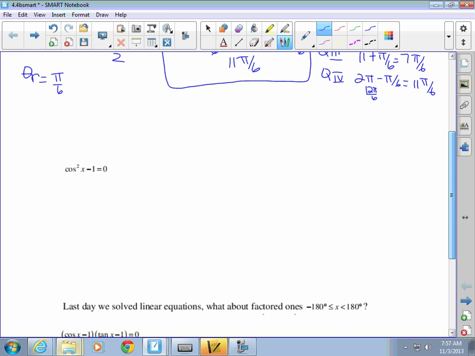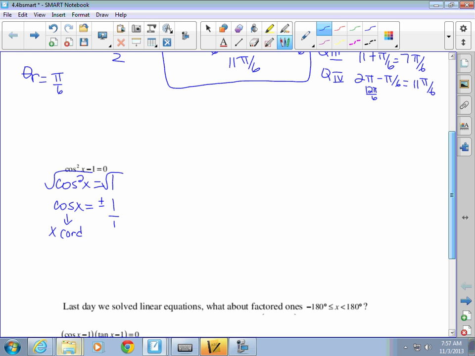Okay, example 2, I have cos squared x minus 1. So I'm going to move my 1 over, square root. So I have cos of x is equal to plus or minus 1. I remember cos is the same as the x coordinate. So if this is an answer of 1, that means that my denominator would have to be a 1 also.